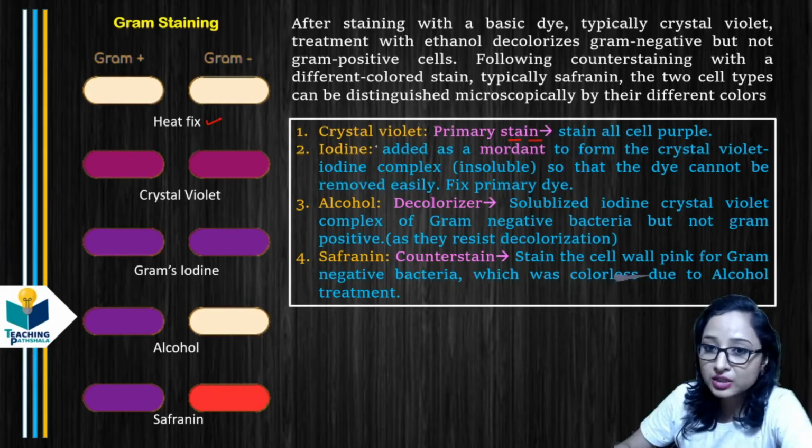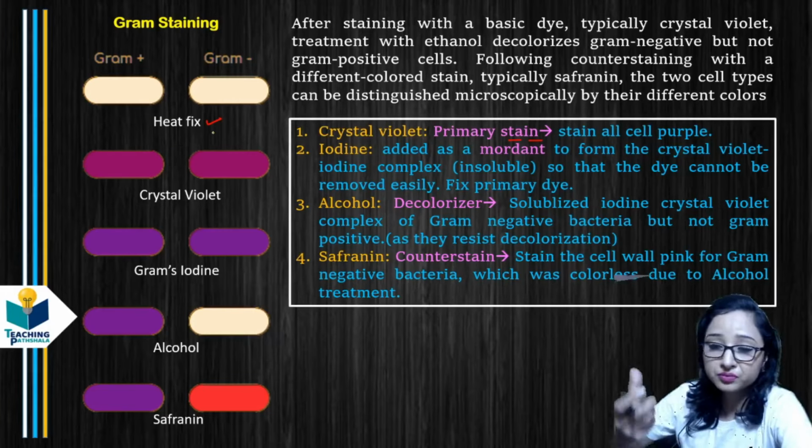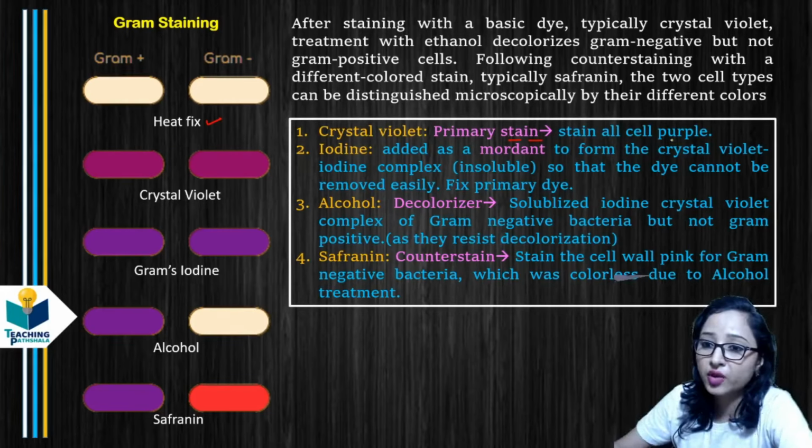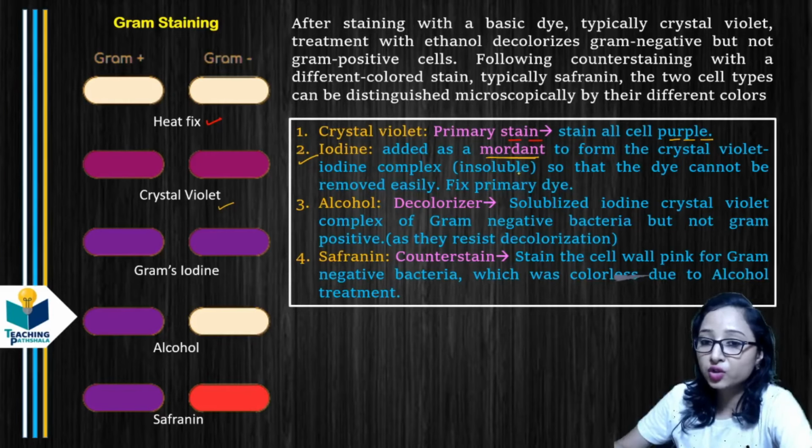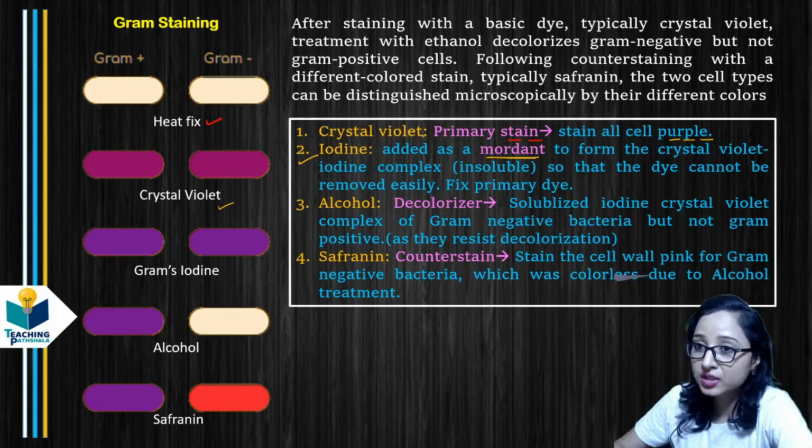So after treating the sample or the glass slide with the crystal violet, the whole slide will turn into the purple color, and that is why it is known as a primary stain, because we are using it in a very initial step. So we are staining this particular sample with the crystal violet, and after that we will apply Gram's iodine. What is Gram's iodine? Gram's iodine is a mordant, okay, that is going to make a complex with the crystal violet, and it is going to fix the primary dye inside the cell wall of the bacteria.